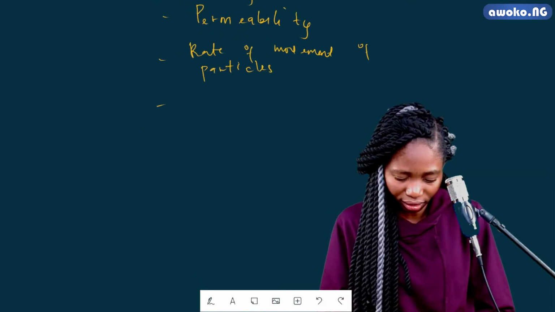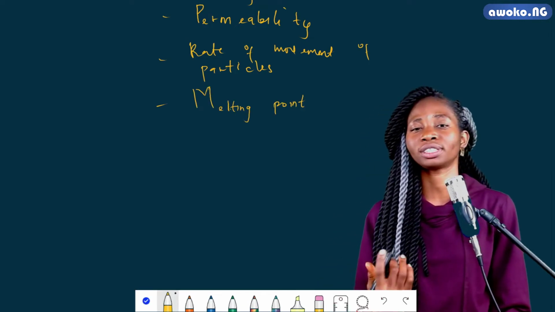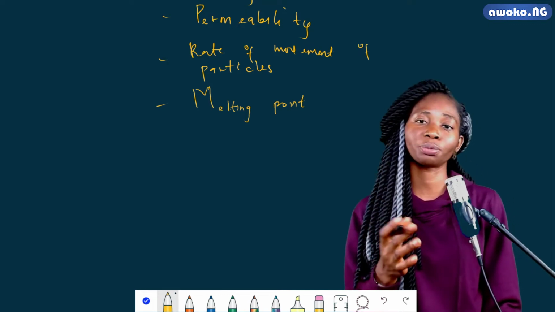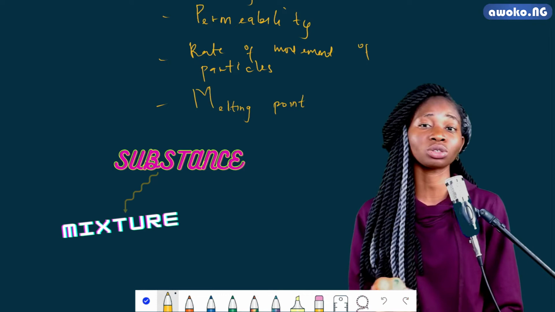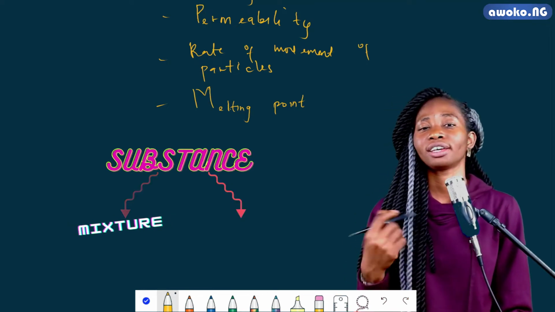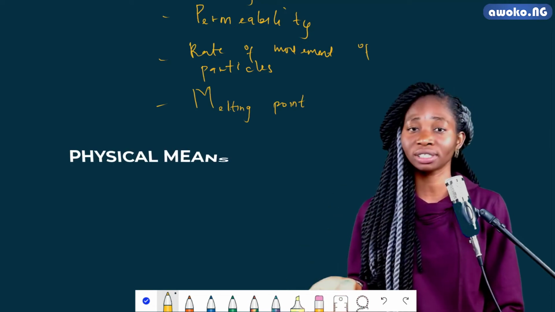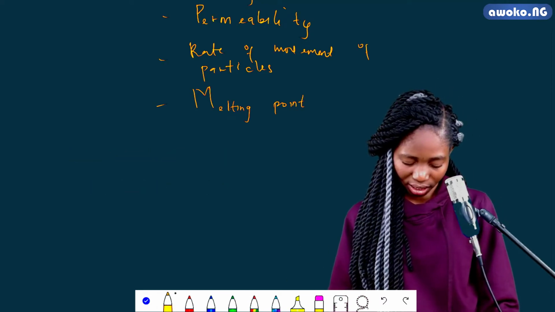We also consider the melting point. Having looked at the properties to be considered in easily identifying the separation technique that could be used in separating substances, which could either be a mixture or a compound, any method of separation could either be by physical means or by chemical means. Now we're going to look at these separation techniques.